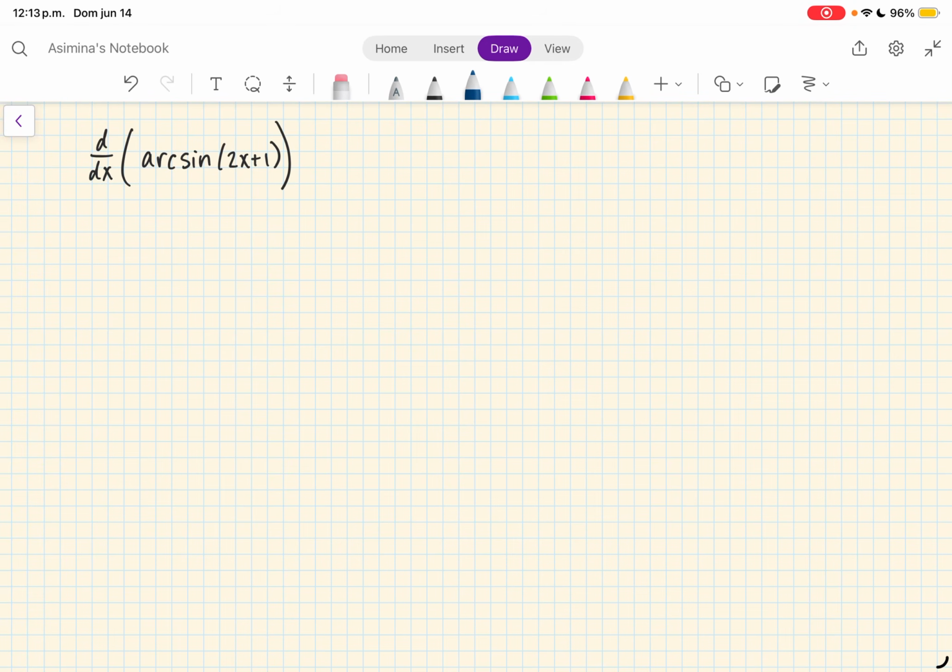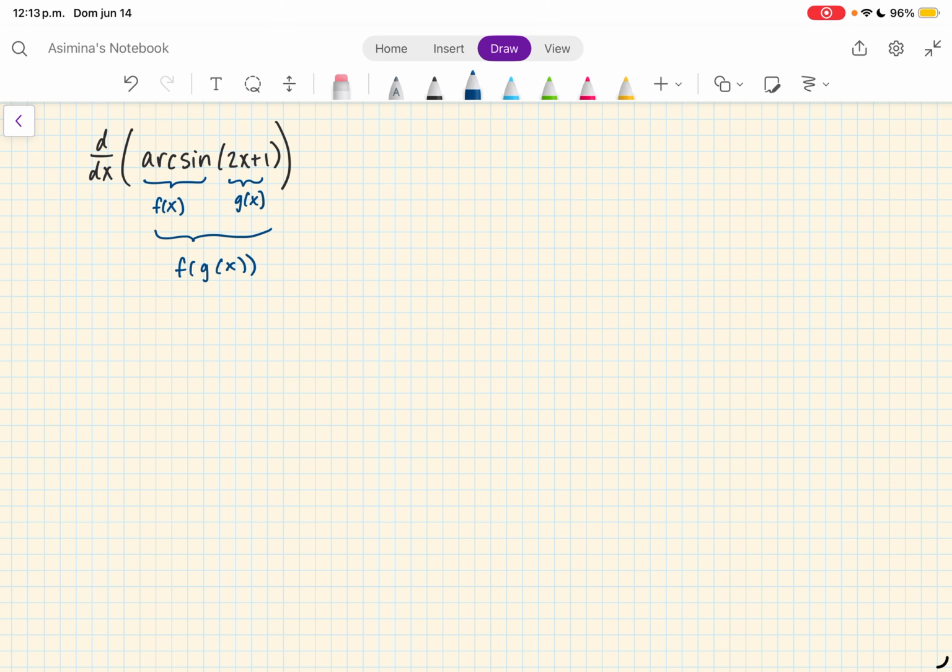In this video, we are going to find the derivative of arcsine of 2x plus 1. So here we see that we have two functions. We have our main function arcsine, and then we have another function in it. We have this 2x plus 1. So I'm going to call this 2x plus 1 my g of x, and then have arcsine be my f of x. So what we have here is f of g of x.